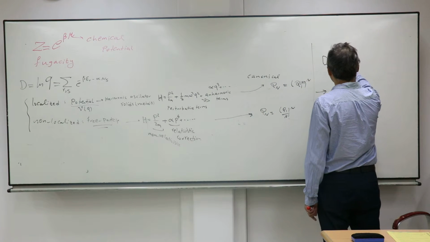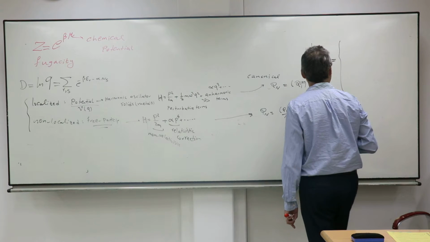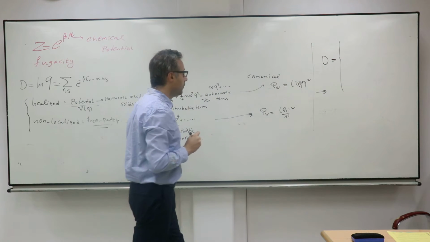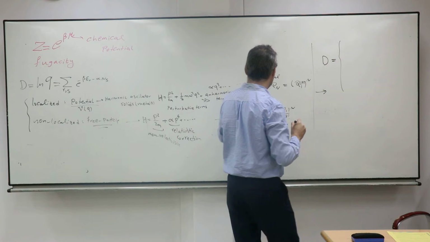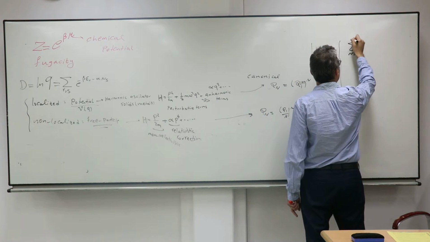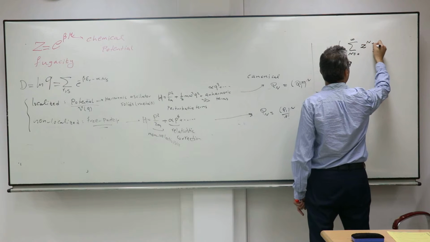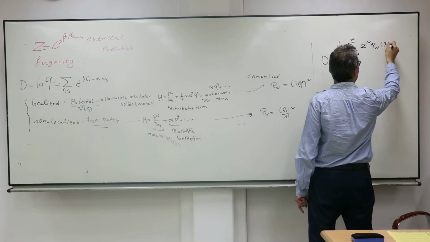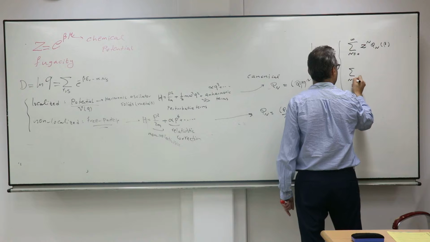So the grand partition function will be, for localized particles, a sigma over N, and for non-localized, something similar.